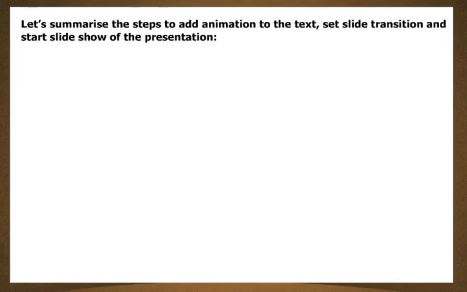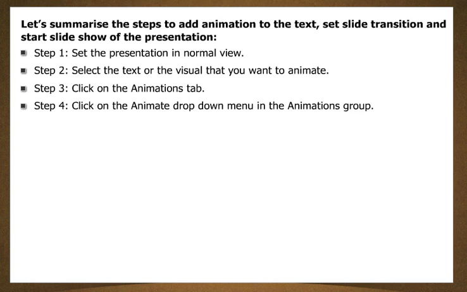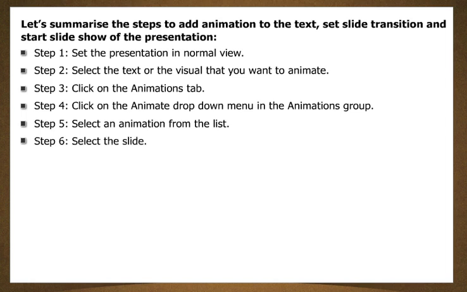Let's summarize the steps to add animation to the text, set slide transition, and start slideshow of the presentation. Step 1. Set the presentation in normal view. Step 2. Select the text or the visual that you want to animate. Step 3. Click on the Animations tab. Step 4. Click on the Animate drop-down menu in the Animations group. Step 5. Select an animation from the list. Step 6. Select the slide.